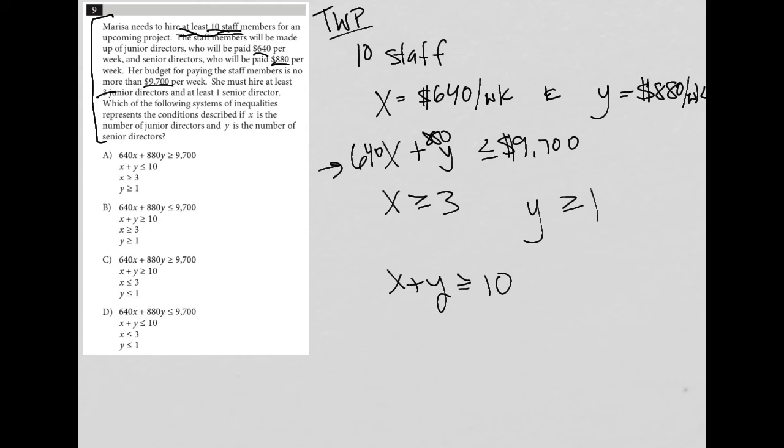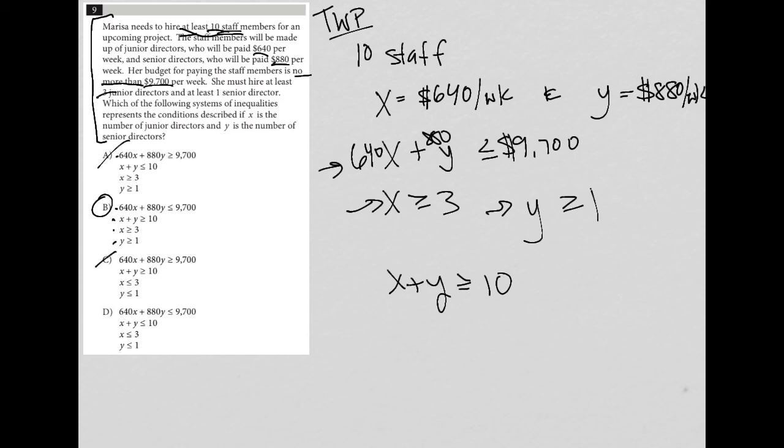So let's just check all these answers. Choice A has the 640X plus 880Y, but it says that it should be greater than or equal to 9,700. Well, we know that's not the case because the question says no more than. So A is completely gone for that reason. Choice B has the 640X plus 880Y being less than or equal to 9,700, so that's good. And then it has X plus Y is greater than or equal to 10. That's also good. It has X is greater than or equal to 3. That's also good. And my Y value. So everything looks good for choice B. I'm going to just double check with the remaining choices.